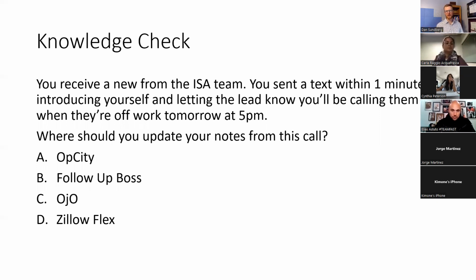You receive a new lead from the ISA team. You send a text within 1 minute, introducing yourself, letting them know that you'll be calling them, and they're off work tomorrow at 5 p.m. Where should you update your notes from this call? Is it A, OpCity, B, Follow Up Boss, C, Ojo, or D, Zillow Flex?